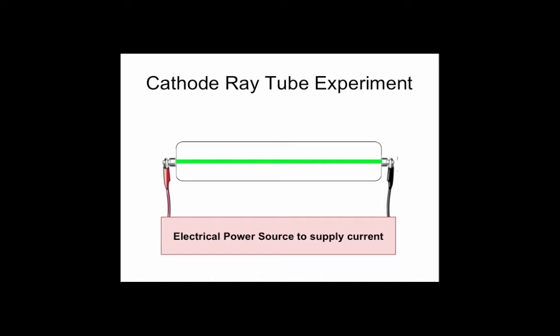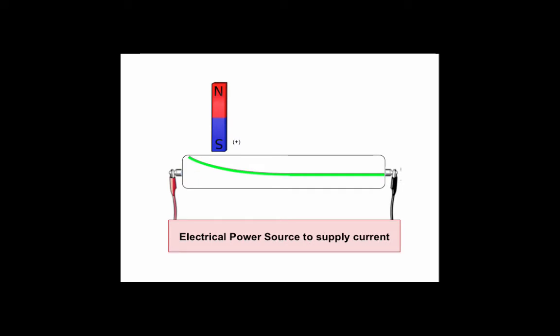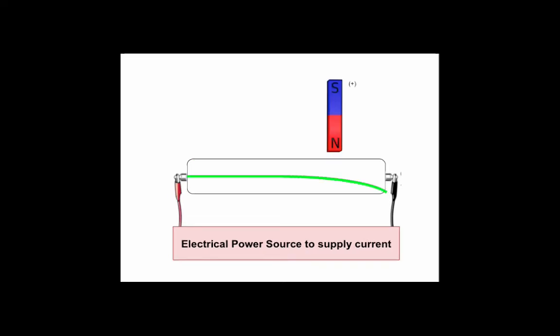near the tube. When the south side of that magnet, or the positive end of the magnet, is placed near the tube, the ray was actually moving toward that magnet. It seemed to be attracted to the south pole of that magnet, or the positive end of that magnet. When the magnet was flipped over and the negative end, or the north pole, was placed near the tube, the ray moved away. It seemed to be repelled by the north pole of the magnet.